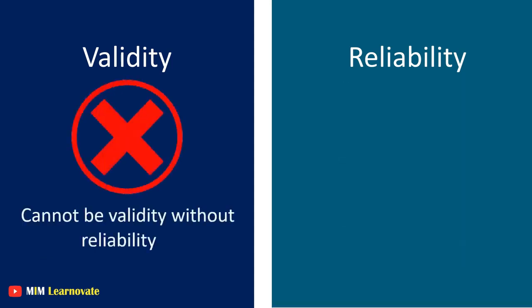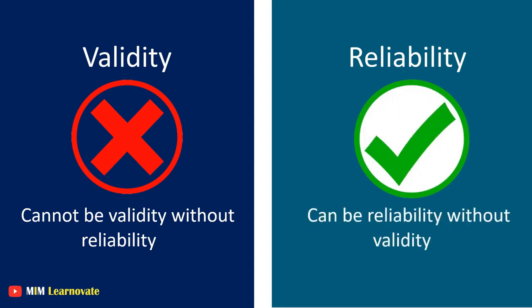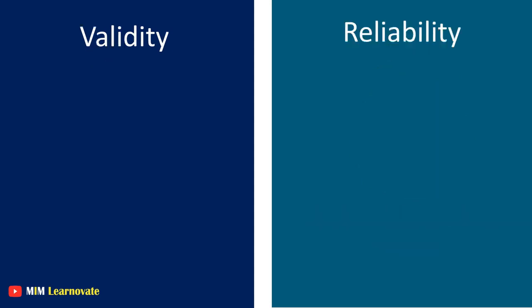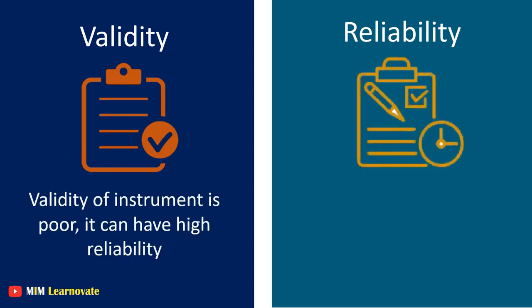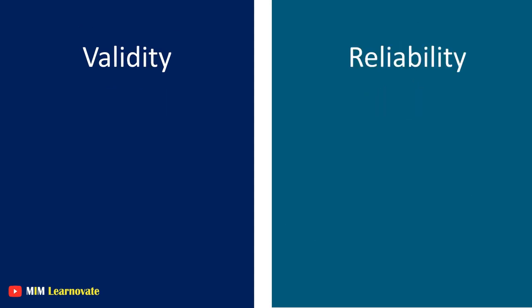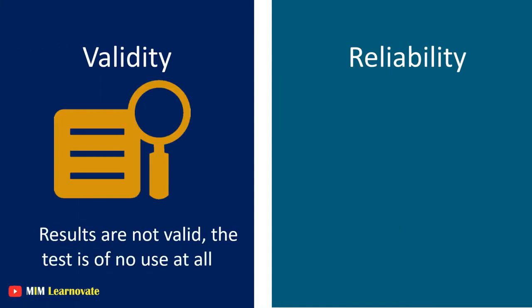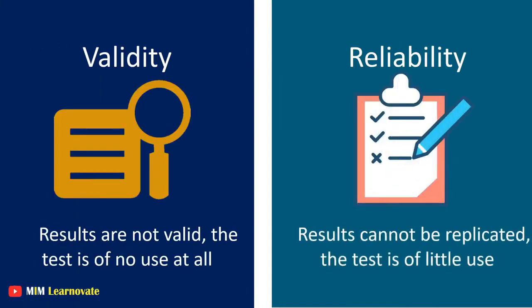There cannot be validity without reliability, whereas there can be reliability without validity. Even if the validity of an instrument is poor, for certain tests it can have high reliability. On the other hand, when reliability is poor, validity may also be poor. Thus, the usefulness of a test or experiment is negligible. If the results are not valid, the test is of no use at all, whereas if the results cannot be replicated, the test is of little use.